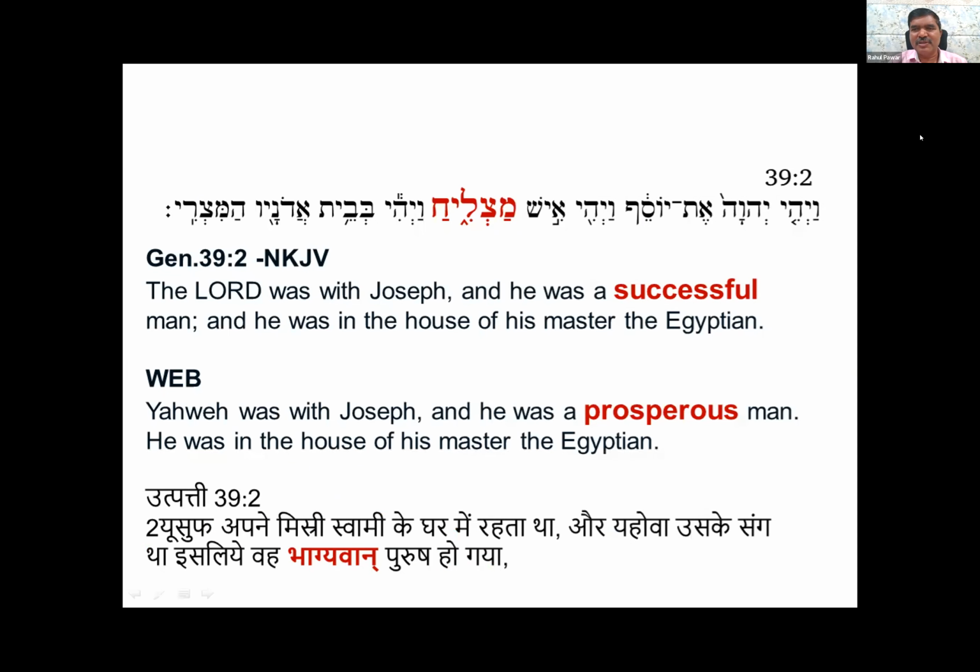I searched scripture and I found this word in Genesis chapter 39 verse 2. I will read first in Hebrew. Vayehi Yahweh et Yosef, vayehi ish matsliach, vayehi beveit adonav haMitzri. That means Yahweh was with Joseph and he was a prosperous man. He was in the house of his master, the Egyptian.